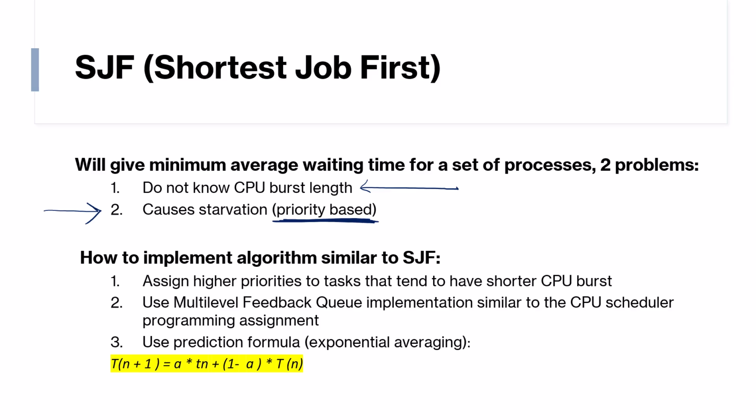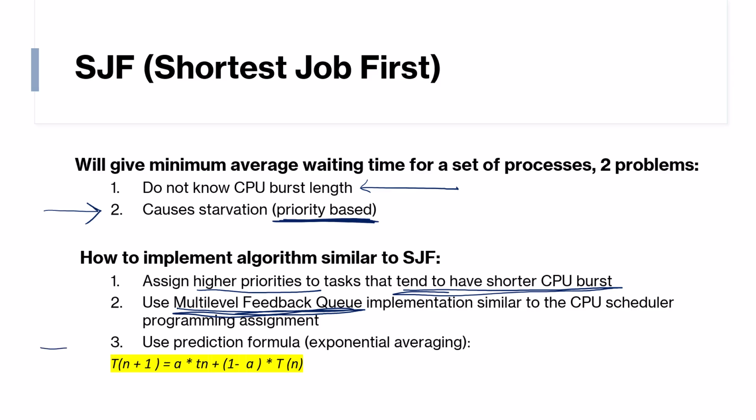So how could you implement an algorithm that's similar to shortest job first? Well, you could assign higher priorities to those tasks that tend to have shorter CPU bursts. So it wouldn't always put the shorter ones first, but tasks that tend to have short CPU bursts could be assigned a higher priority, and then you just use a priority algorithm. We are going to do some exercises with a multi-level feedback queue implementation that filters out the shorter jobs. And so that is another technique.